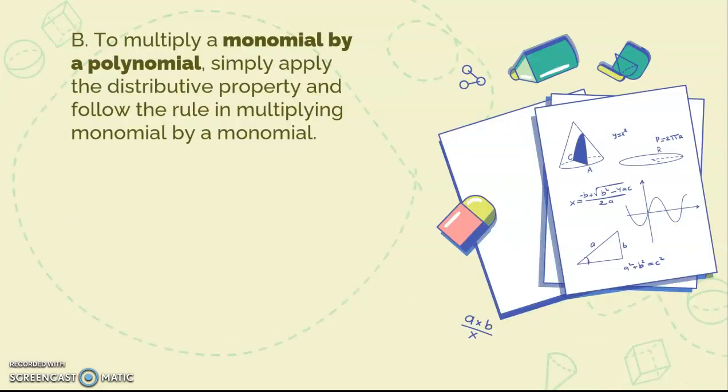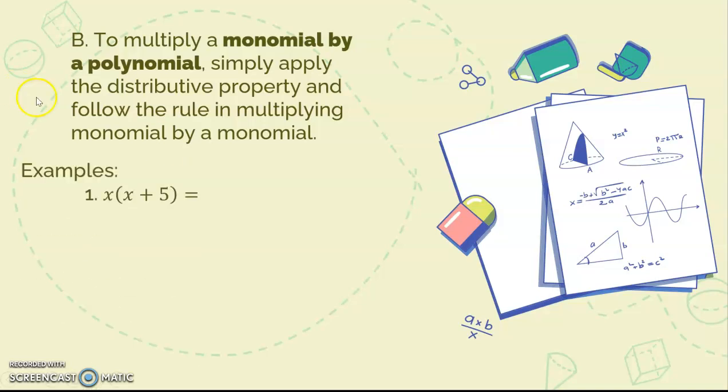Okay, so for letter B, to multiply a monomial by a polynomial. This time, we multiply a monomial and a polynomial. So, what are we going to do? Simply apply the distributive property and follow the rule in multiplying a monomial by a monomial. So, here, we just distribute. So, that is our example.